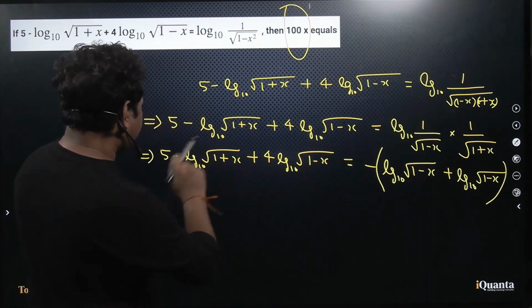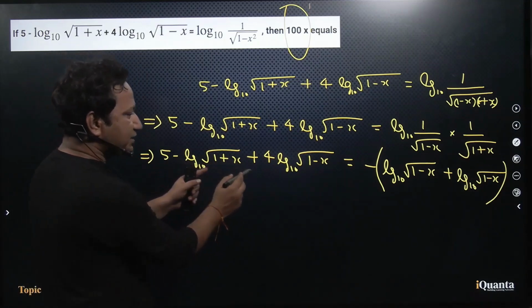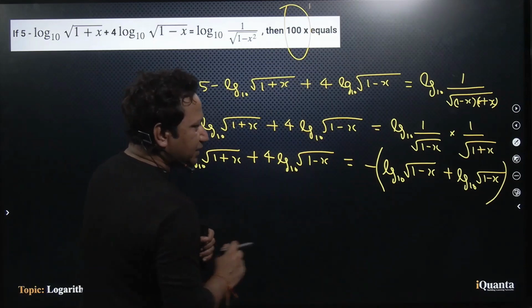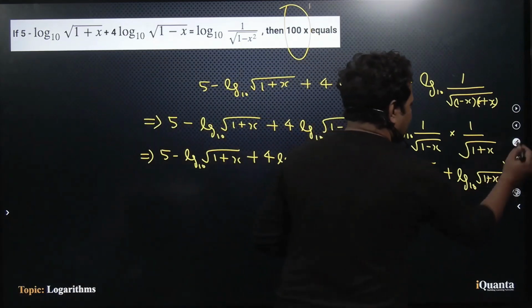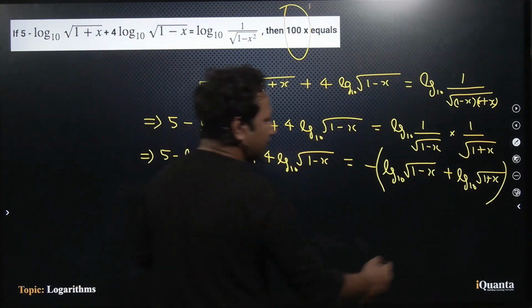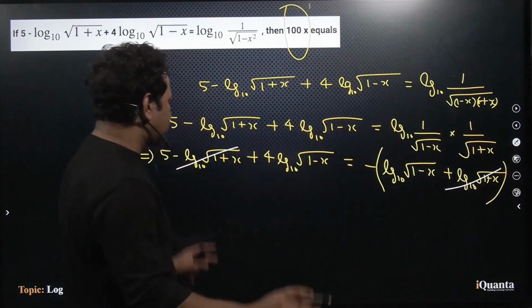So if you look at both the values, we have minus log root 1 plus x, and if you open the bracket, minus log root 1 plus x here as well. So I can directly cancel them out, and our life will actually be very easy now. Cool. So what do we have now?